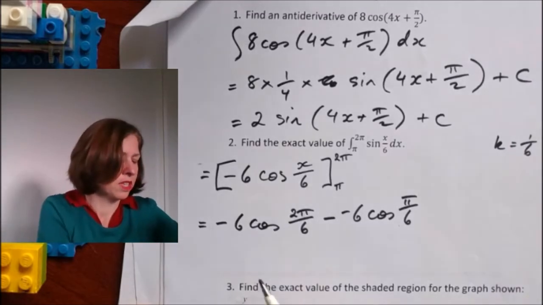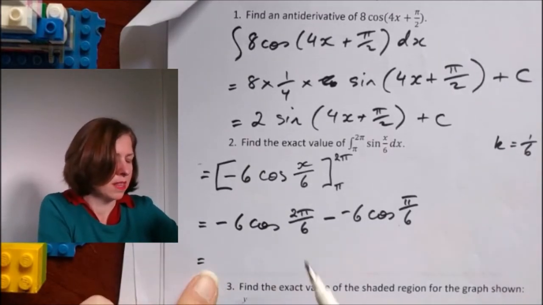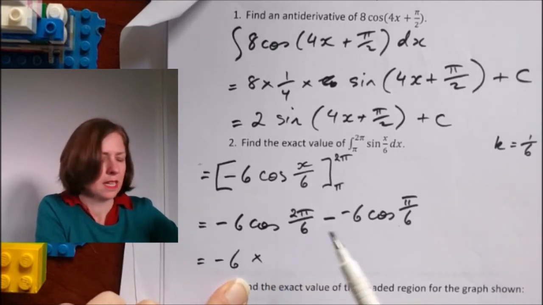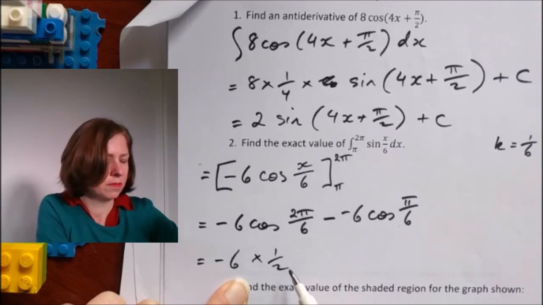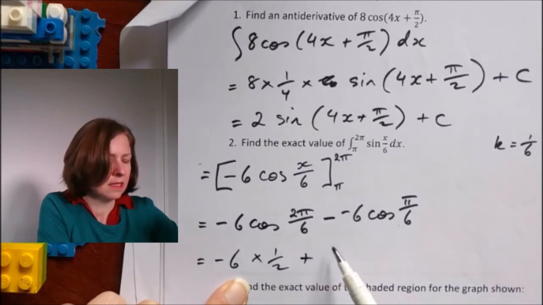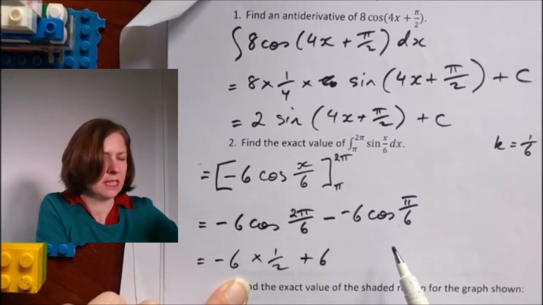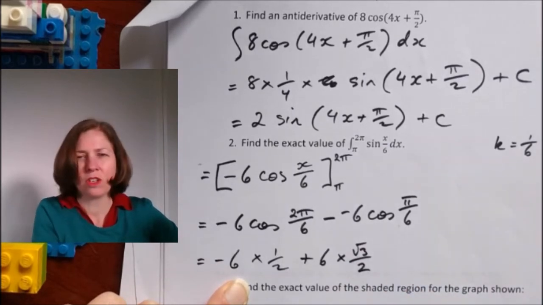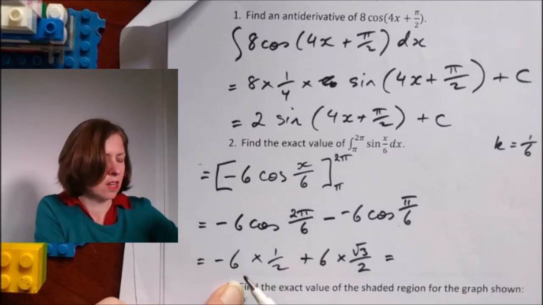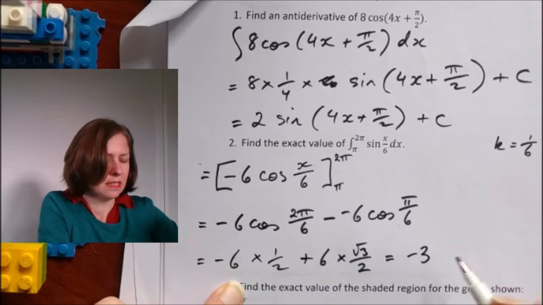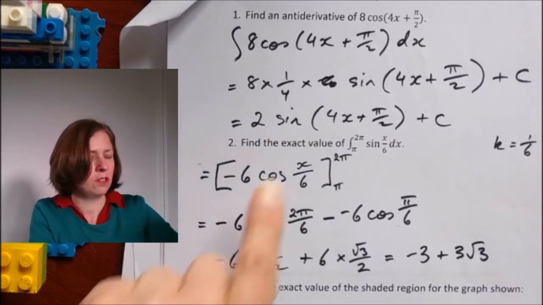So what I'm going to do now is rewrite this as negative 6 times, well, this is cos pi on 3. Cos pi on 3 is a half. And this will be negative of a negative, so that's plus 6. Cos pi on 6 is going to be root 3 on 2. And then I'll just collect those together. This is going to be negative 3. And this is going to be plus 3 root 3. And that's the exact value, which is what I was asked for.